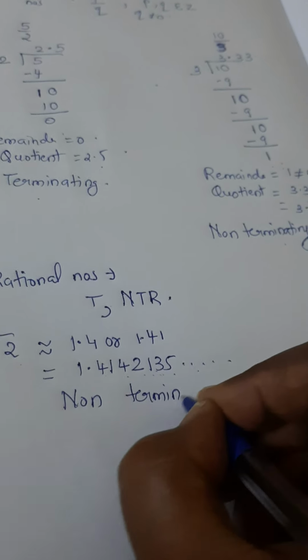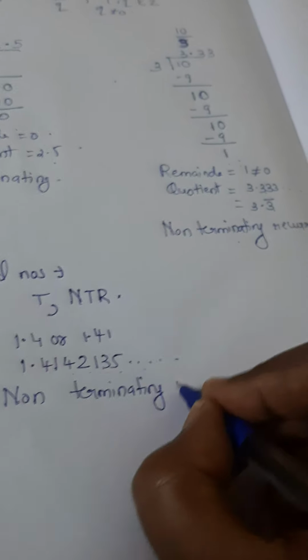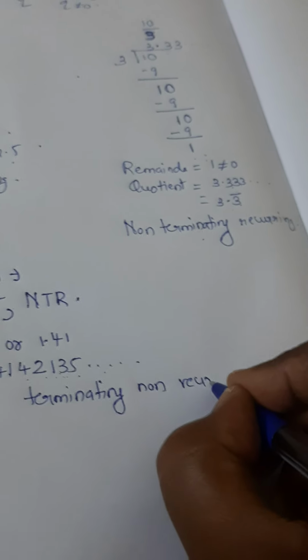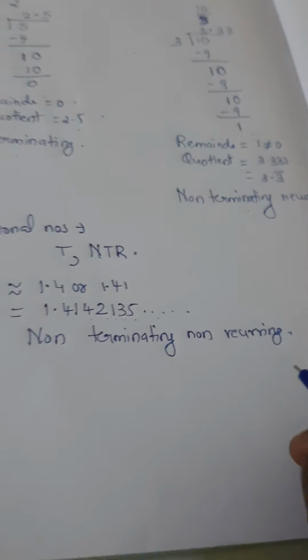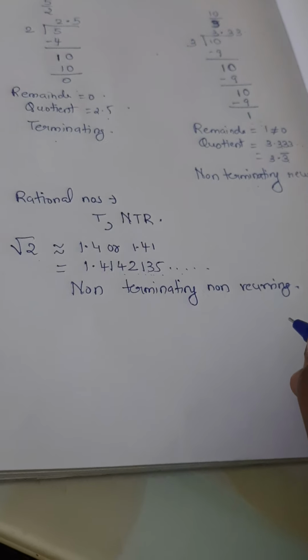non-terminating as well as non-recurring decimal numbers. Non-terminating, non-recurring decimal numbers.